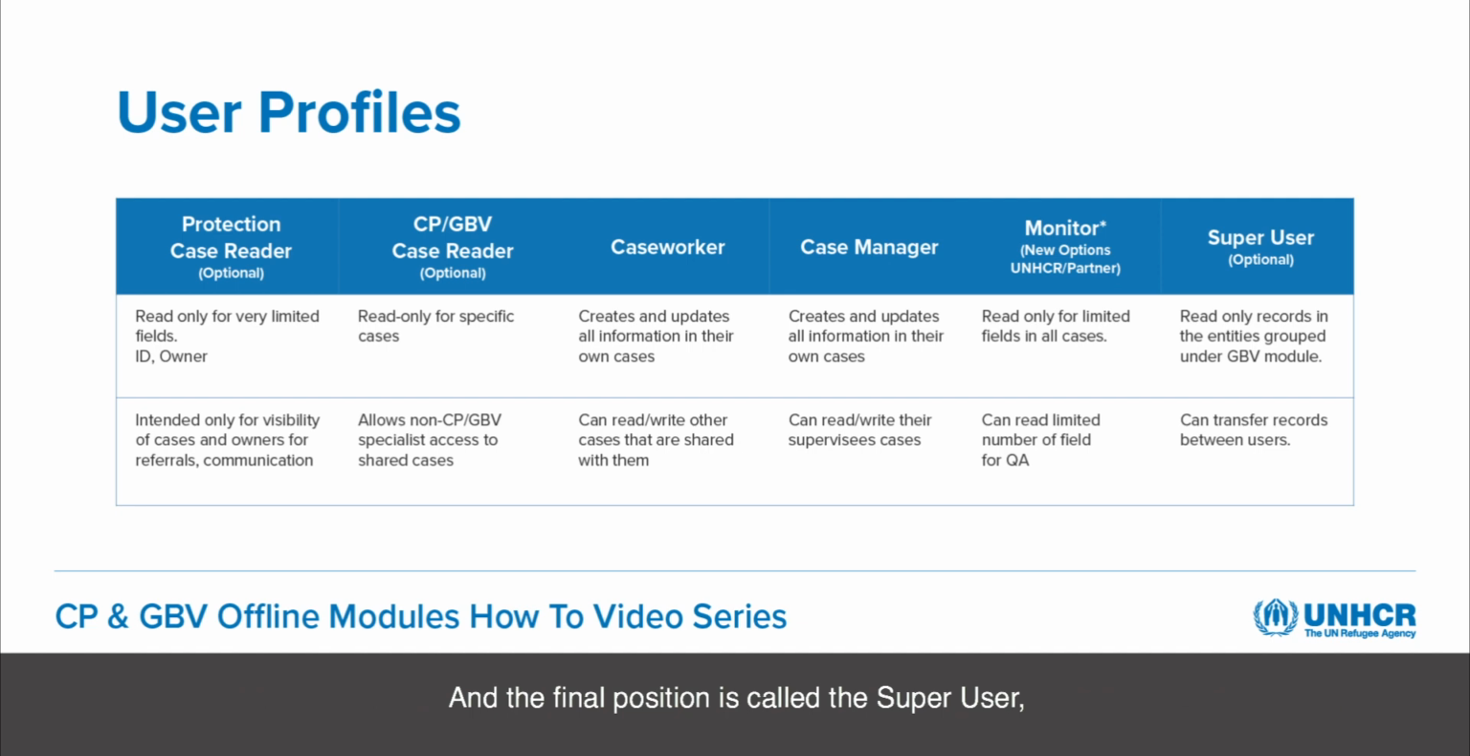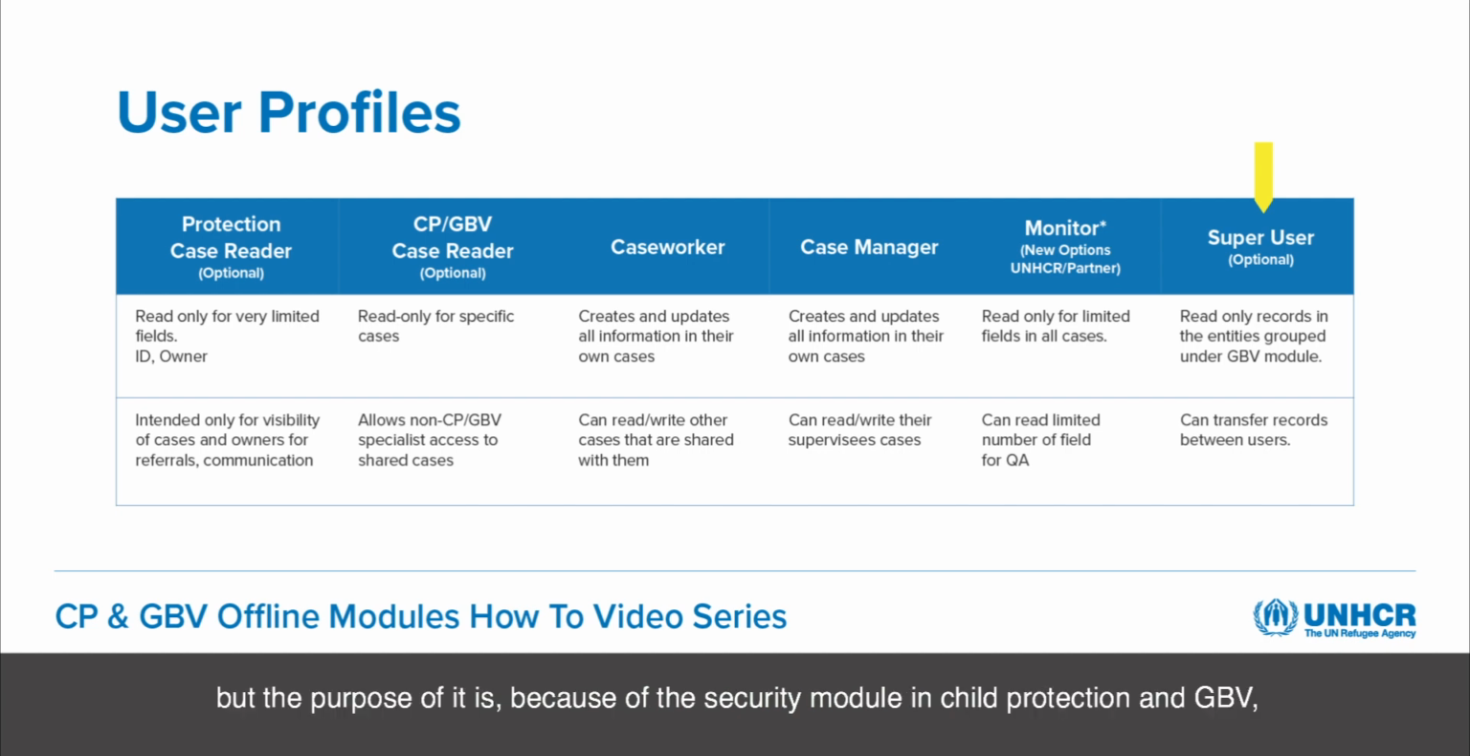And the final position is called a super user. This is meant to be an administrative position and is actually optional and not necessary in all contexts. But the purpose of it is because of the security module in child protection and GBV, you can have individual cases that are owned by a caseworker or a case manager. And if that individual was to leave a context and did not transfer those cases, then it's possible that nobody has access to those cases.